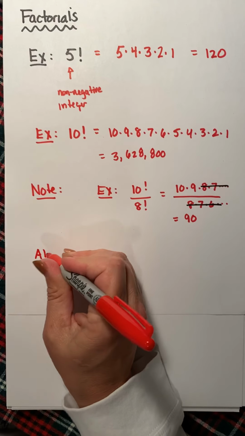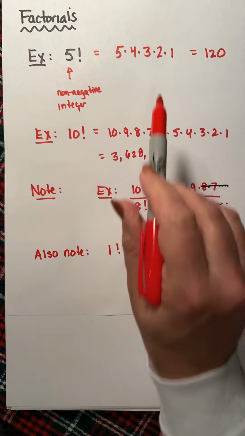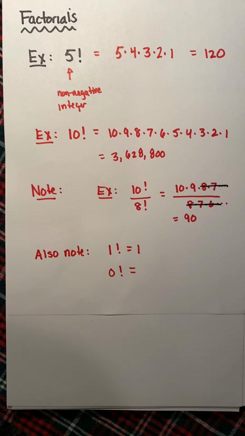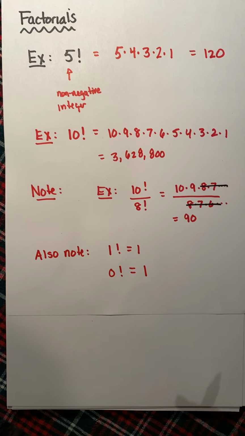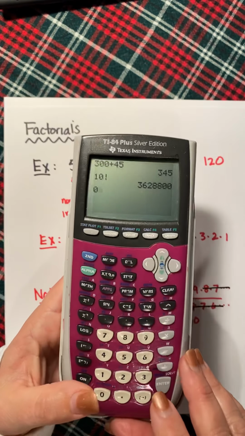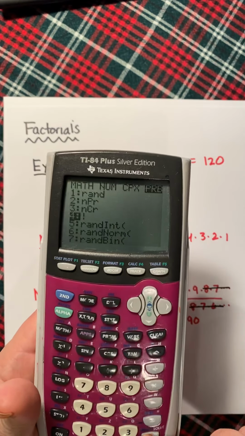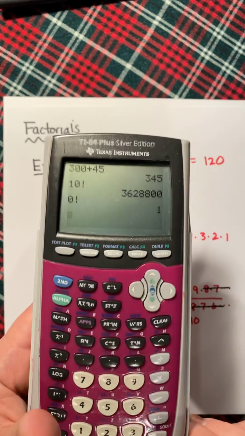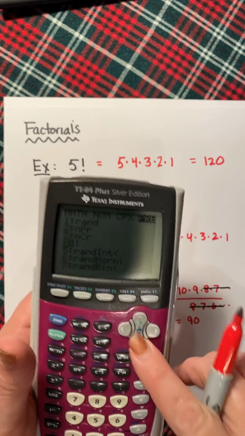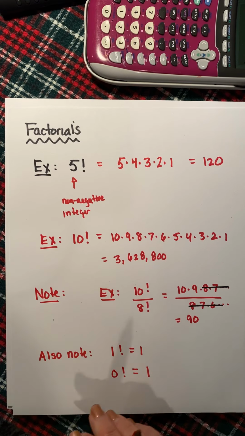Also note, 1 factorial is just 1. It's just itself. But this is the weird one, 0 factorial. We use factorials a lot when we do permutations and combinations and probability. 0 factorial is also 1. So if you don't buy it, maybe you'll trust your calculator. I'm going to hit 0 in my calculator, go to math, over to PRB, go down to number 4, and hit enter. And 0 factorial, there you got it, it's 1. Yep, and 1 factorial, math, PRB, is also 1. All right, so 0 factorial is 1. That's a fact. 1 factorial is also 1.